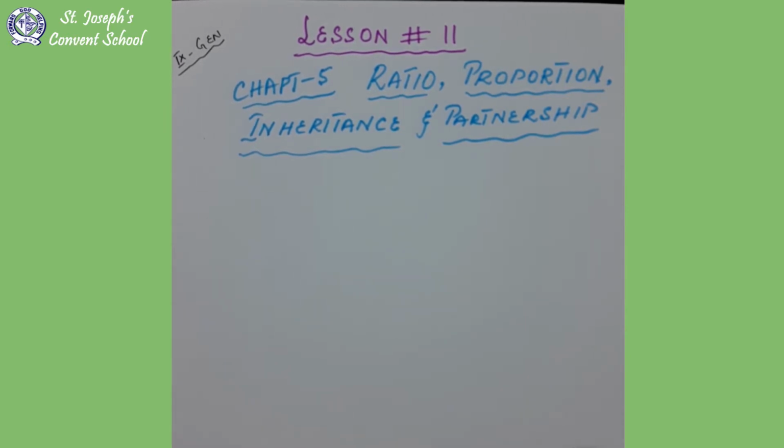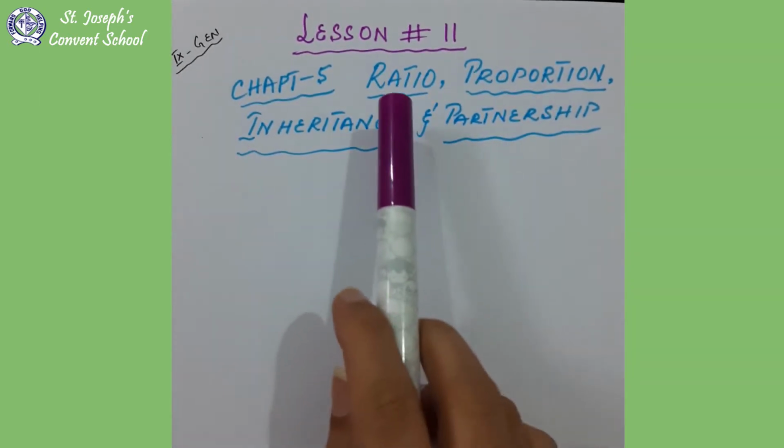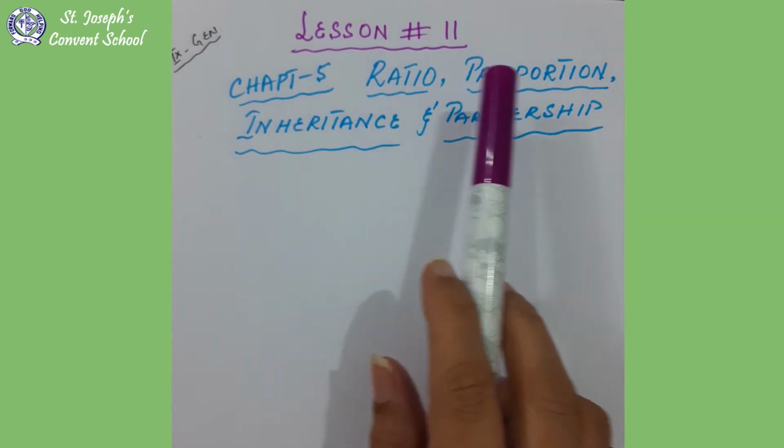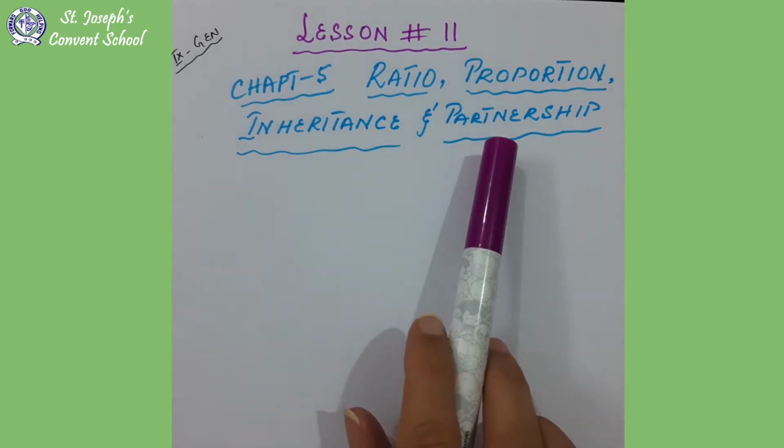We have completed chapter number 4. Okay, we are going to start chapter number 5 today: ratio, proportion, and you can see that there's inheritance and partnership. We'll start with ratio one by one. We'll do ratio first, then proportion, then inheritance, and then partnership.